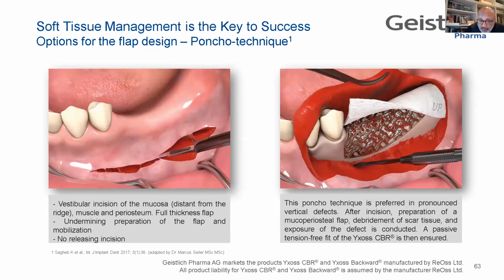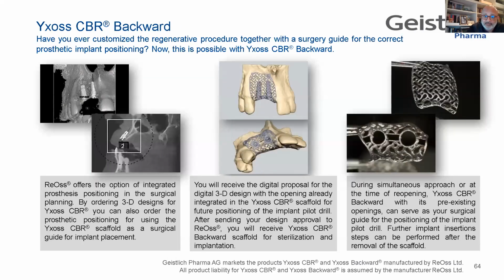That's the poncho flap. Again, it's full thickness and there's no relieving incision in that. This would tend to be used for more pronounced vertical defects. You have to make sure that you prepare the mucoperiosteal flap and debride it of any scar tissue or exposure or anything else that may happen. And then you need to make sure that it's tension free. They're the various designs.